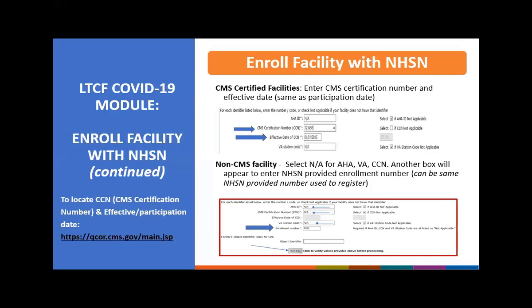If you do that, it's okay for enrollment, but once you get your facility enrolled and you're reporting, you must remember to go back in and update that or add your CCN number and effective date. I cannot stress that enough. If your CCN number and effective date is not correct inside the NHSN application, your data will not be submitted to CMS. So it is very important that you go back in and you check that and you enter that. And I will show you how to do that.